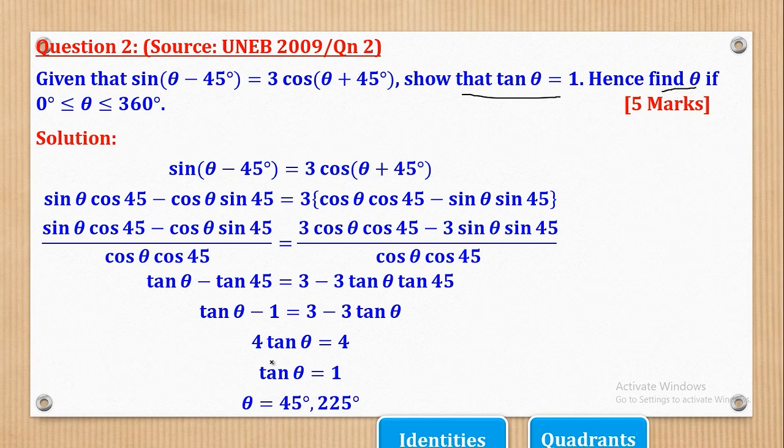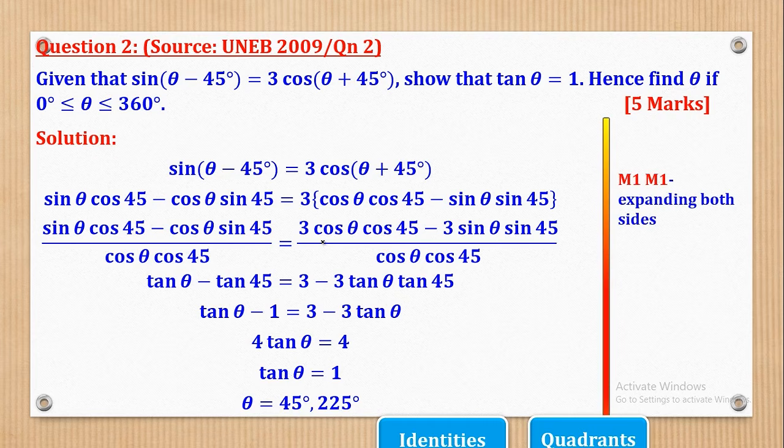So hence means that you start from where you have stopped. So arc tan theta will give me 45 degrees, but tan theta is positive in the first and third quadrant. I think you remember that. So in the third quadrant, the angle will be 225 degrees. So basically that's what they wanted. Now let's see how much can be awarded.